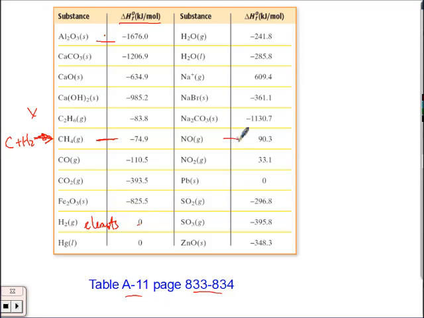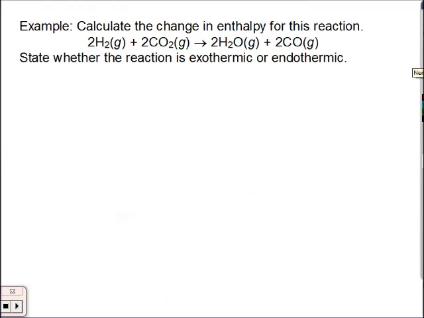A couple of them are positive. This would be endothermic. It would actually take energy to create nitrogen oxide, or nitrogen monoxide, from the elements nitrogen plus O2. That would be an endothermic process. That's what that kind of thing means.